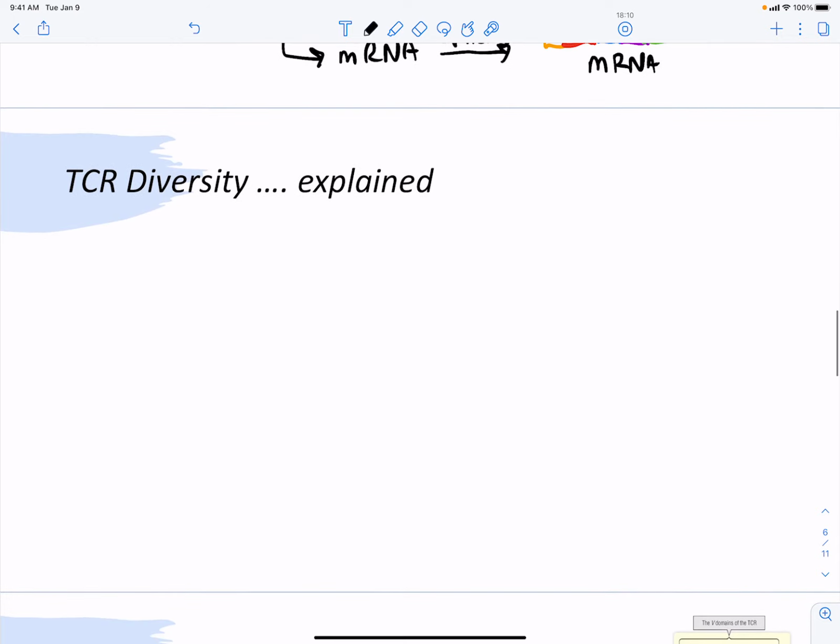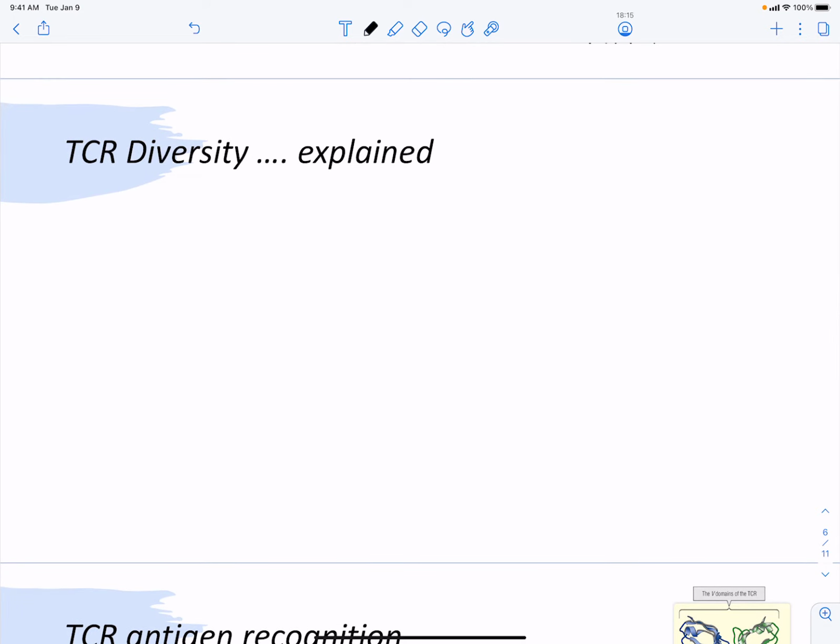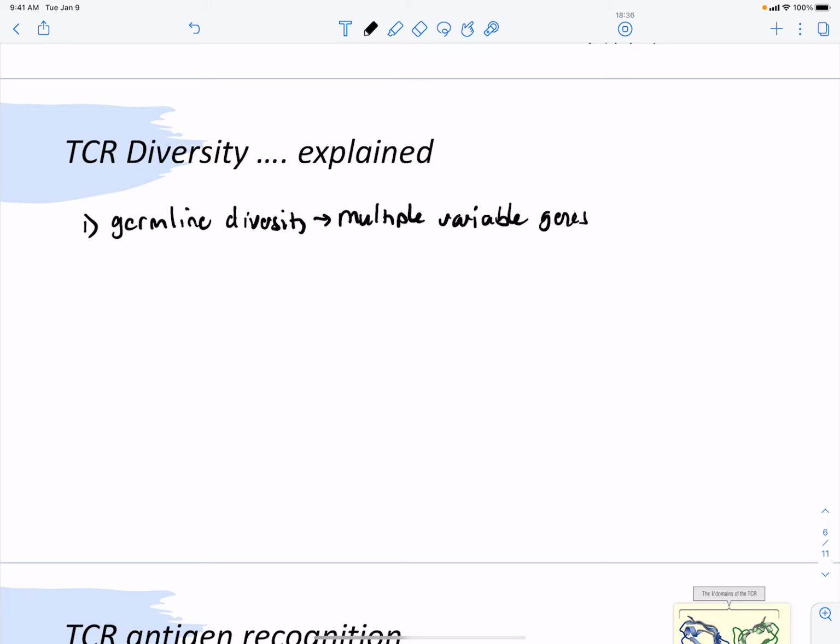Okay, so with respect to T cell receptor, let's talk a little bit about diversity. So diversity is going to be multiple variable genes. So this is germline diversity. And then you're going to have junctional diversity, just like with your B cells.